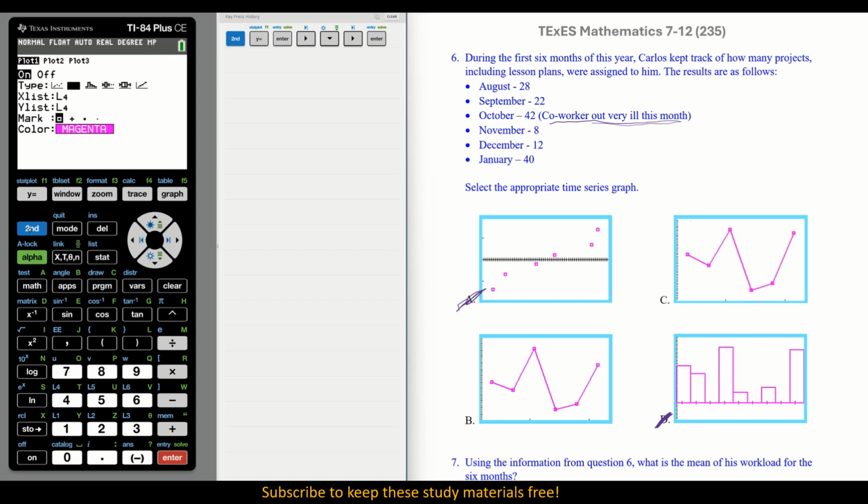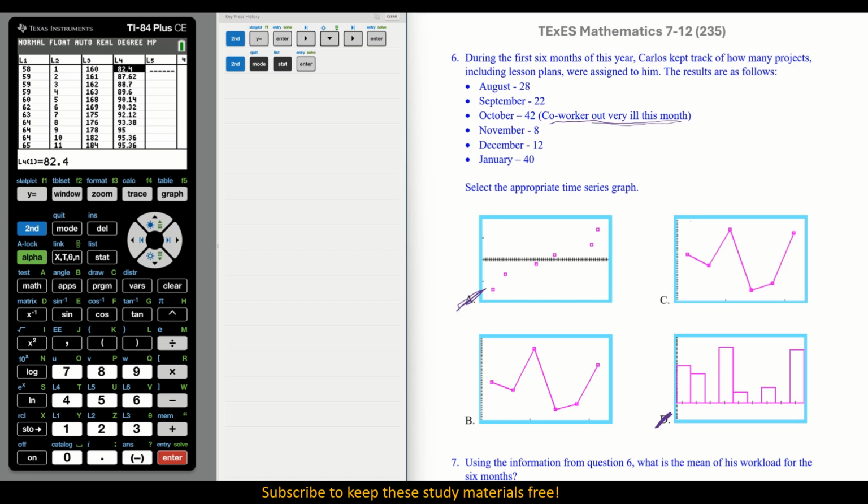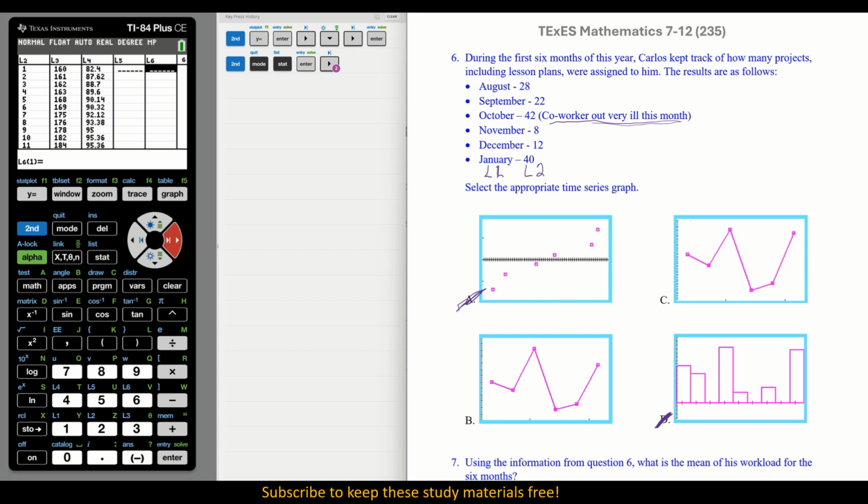Okay, so we need to back out, second mode to back out, and we need to go to our stat, enter. Now remember, we had all these others preloaded. So we need to scoot over and we're going to use L5 and L6. So we're going to put the months in L1 and these frequencies in L2.